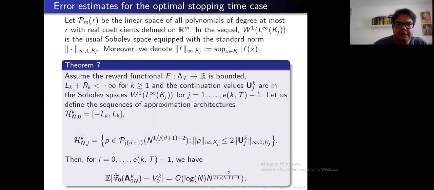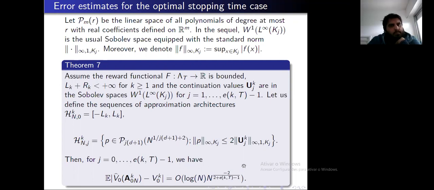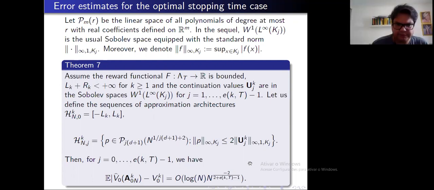And V hat is the Monte Carlo object associated with VK0, which is the optimal payoff associated with the optimal stopping time problem.